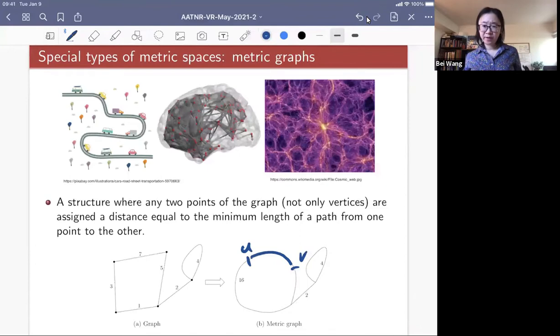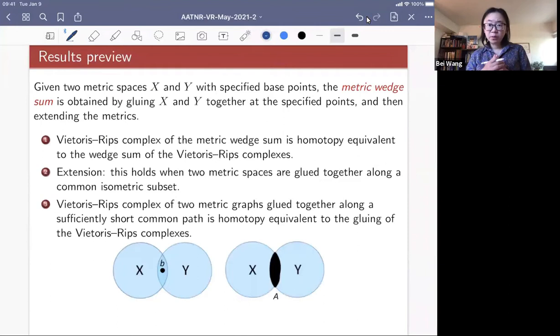So just to give a preview of the type of result I'm going to talk about today, first I also need to talk about what is a metric wedge sum. Again, I'm going to avoid math notation except for X and Y. So I have two metric spaces X and Y, and each one of them has a special base point. Think about this here: this is a base point associated with X, and, hand wavy a little bit, there's also a base point associated with the space Y.